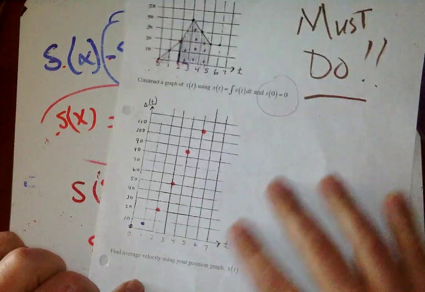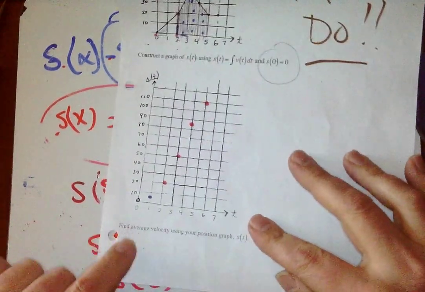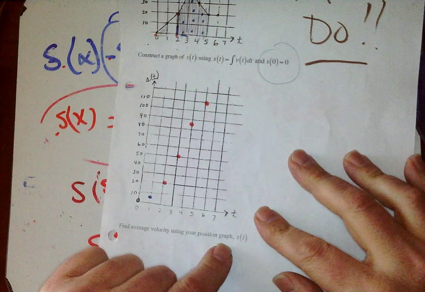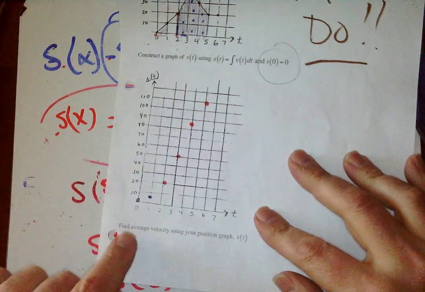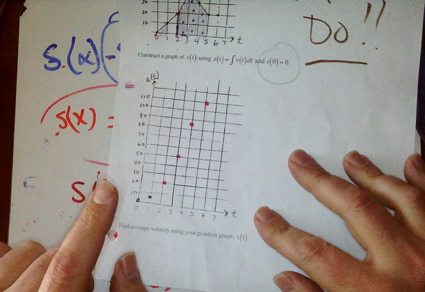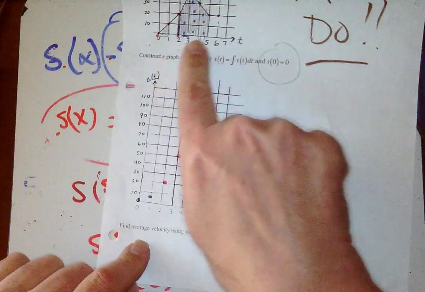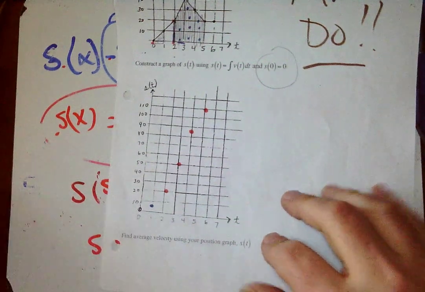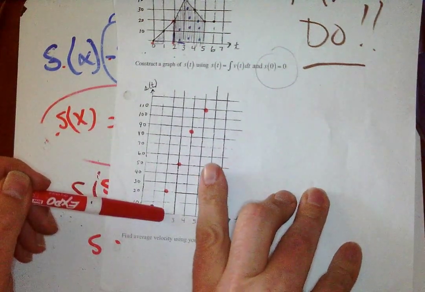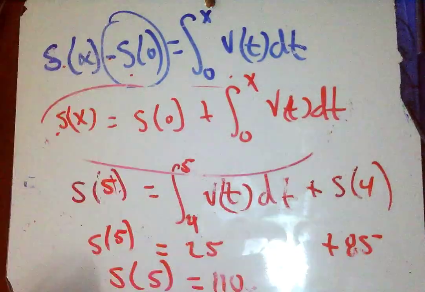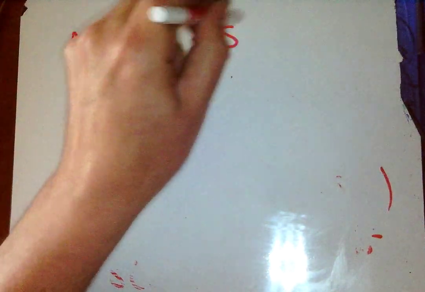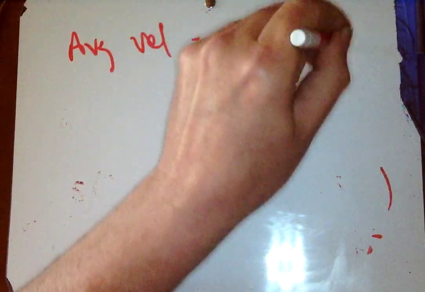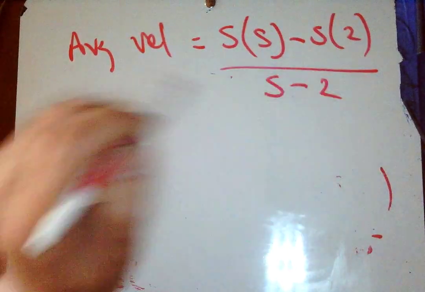But wait, there was one more thing here. Find the average velocity using your position graph. Well, this is a position graph. An average velocity is represented, and remember, we're doing from 2 to 5. We want the average velocity using position from 2 to 5. Well, what did we say average velocity was given the position function? We said that average velocity was going to be S of 5 minus S of 2 over 5 minus 2.